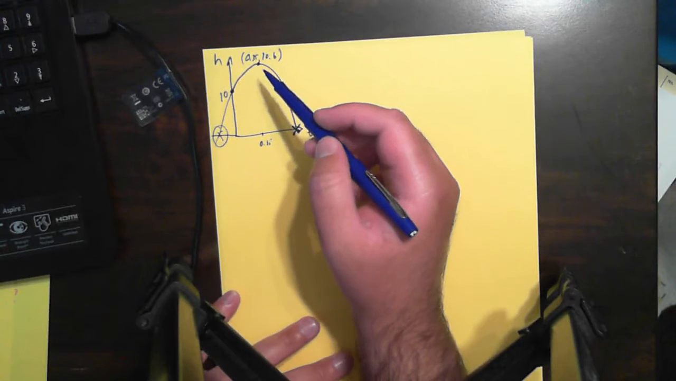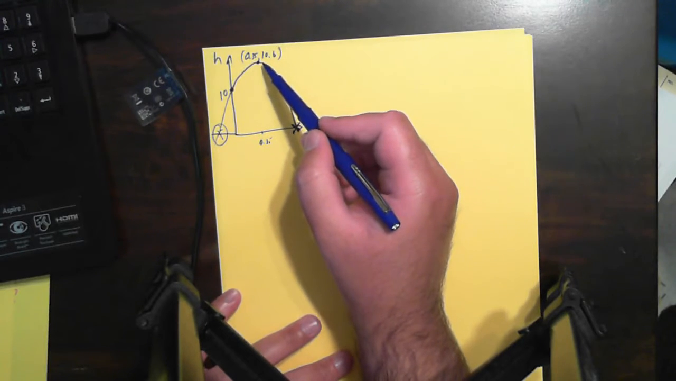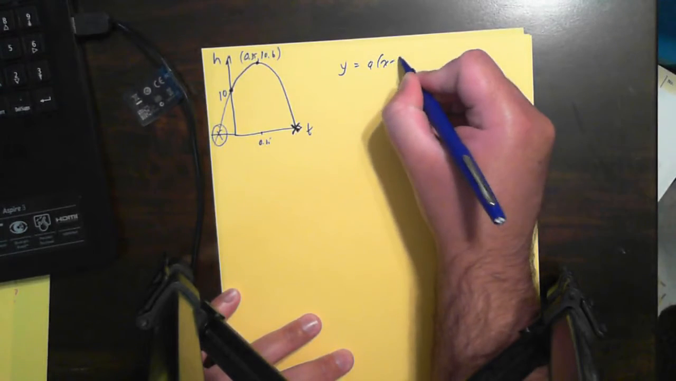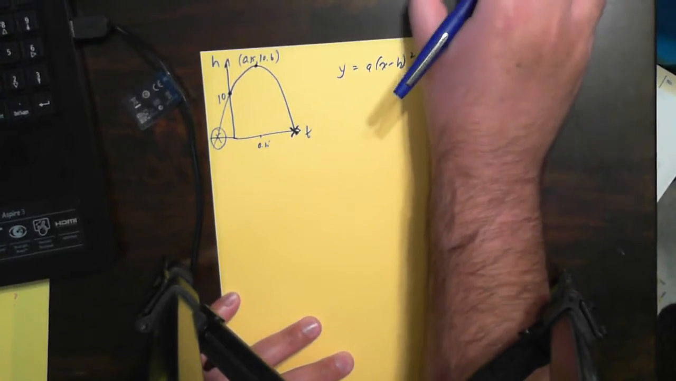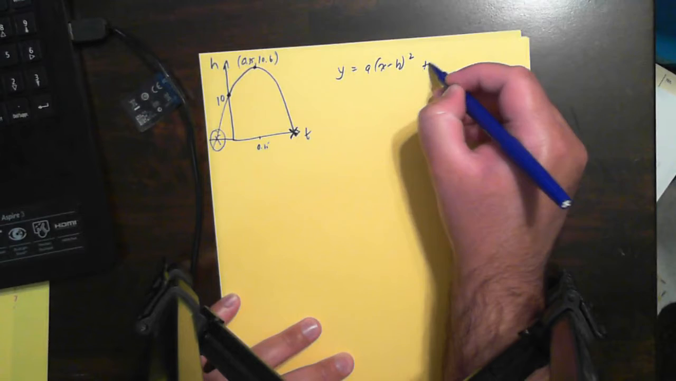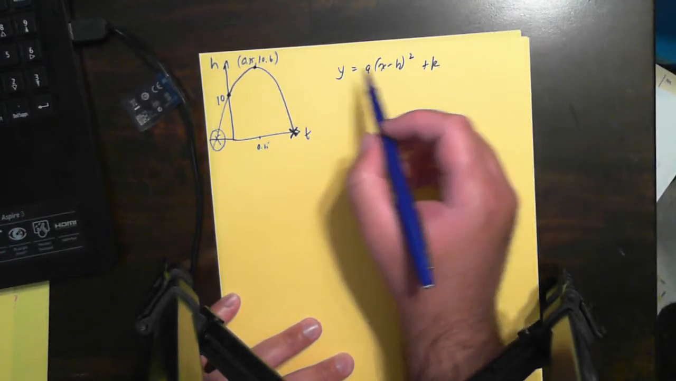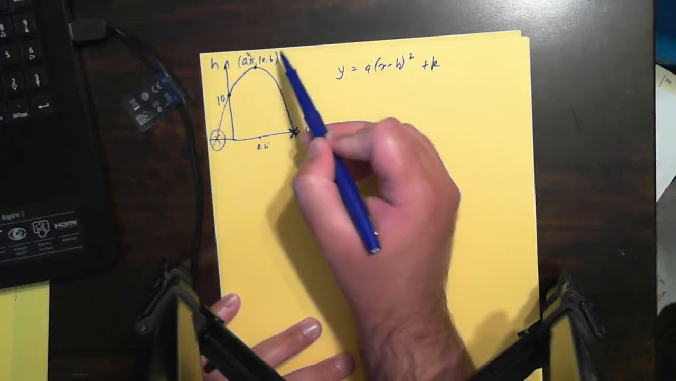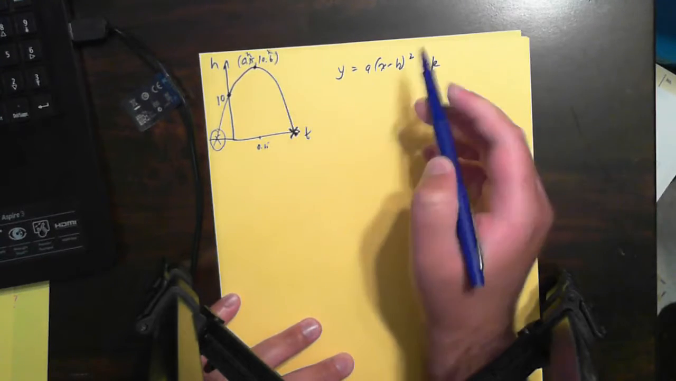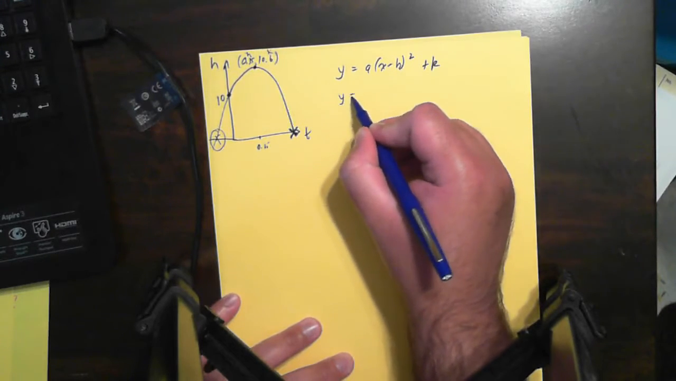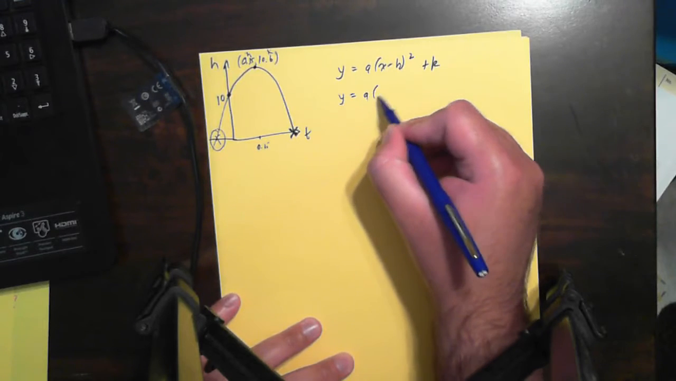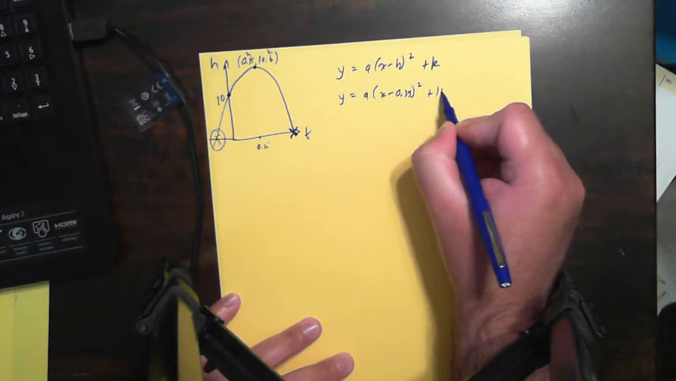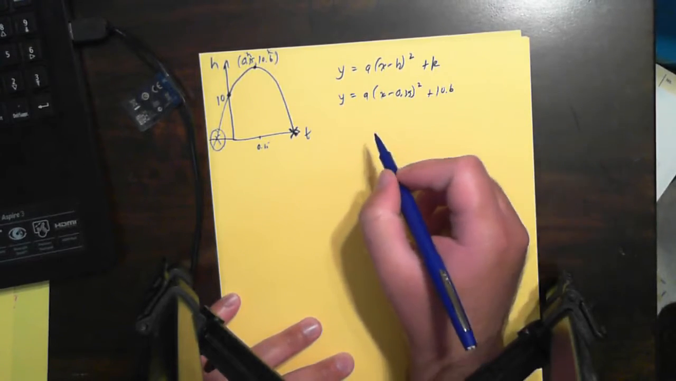I mentioned that we were given the vertex, so that means I can write vertex form. Vertex form is y equals a, x minus h squared, plus k. Of course, this 0.35 here is h, and this 10.6 would be k. So to write vertex form, I would have y equals a, x minus 0.35 squared, plus 10.6.